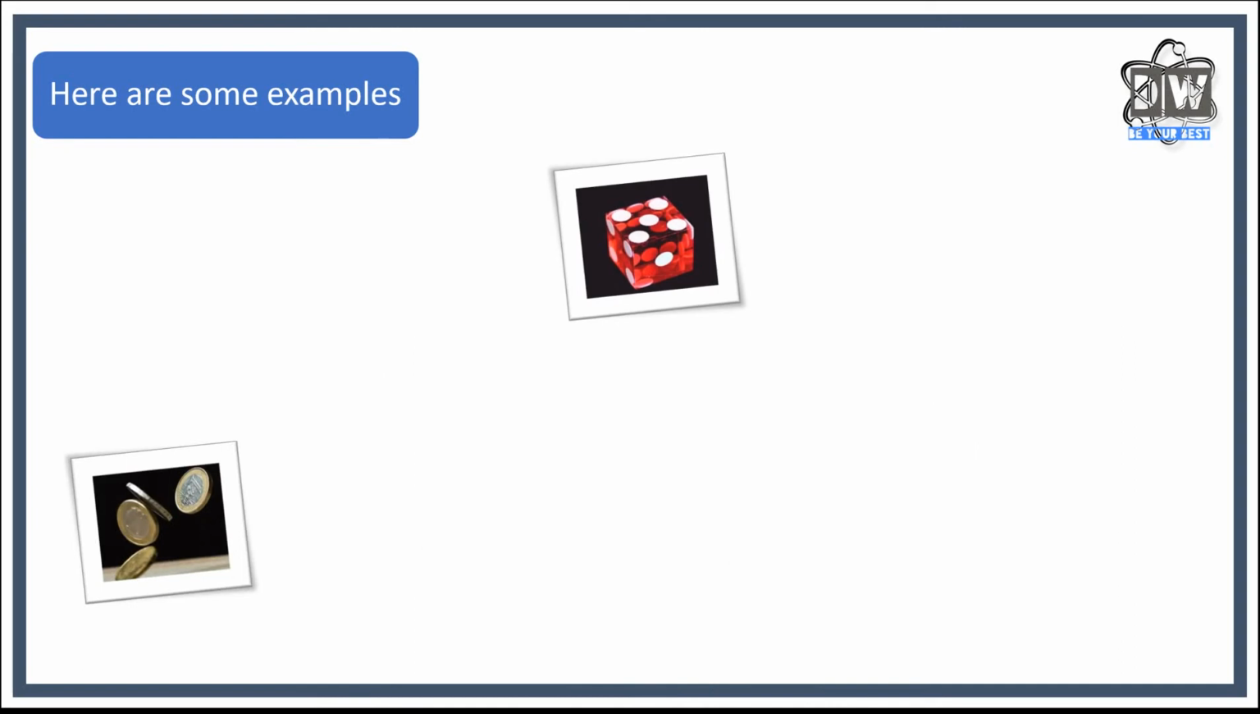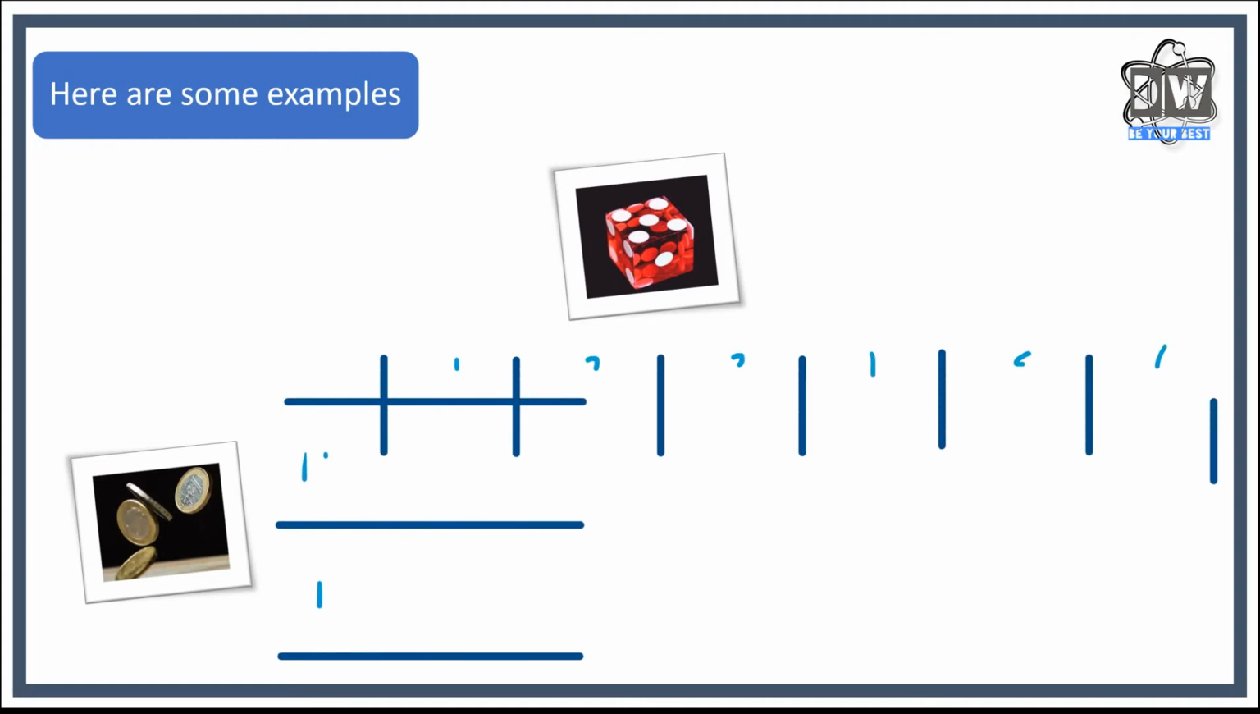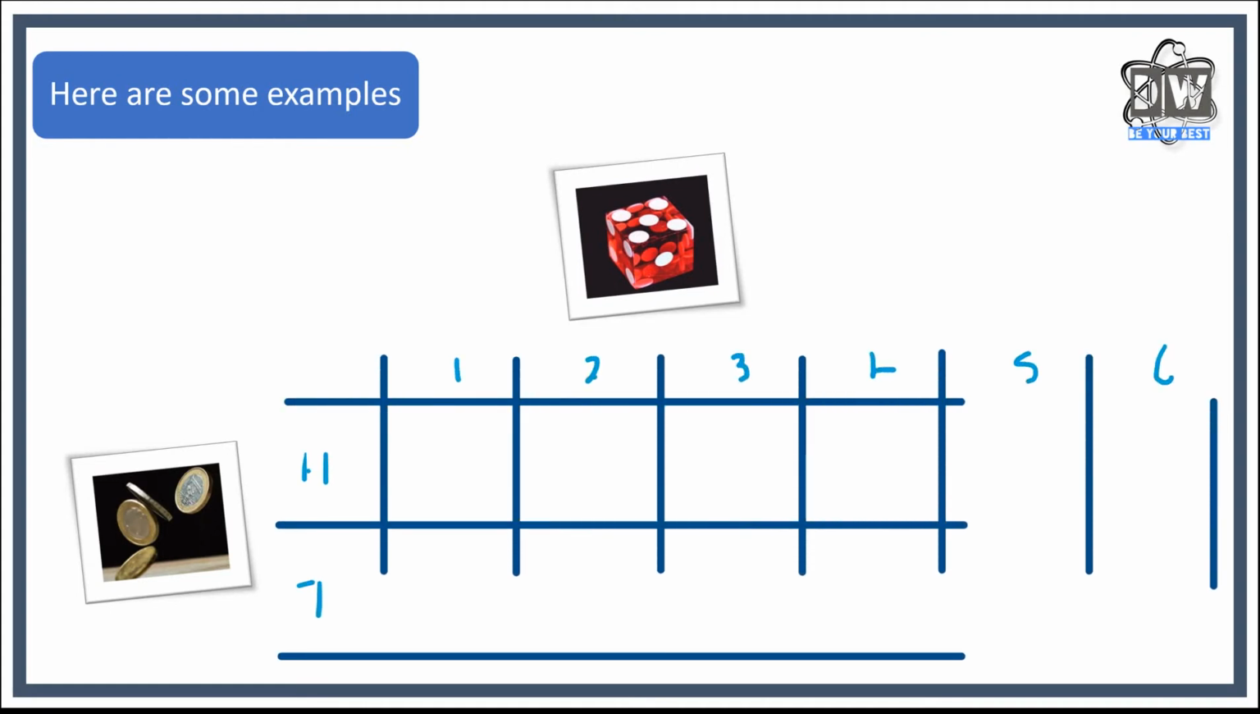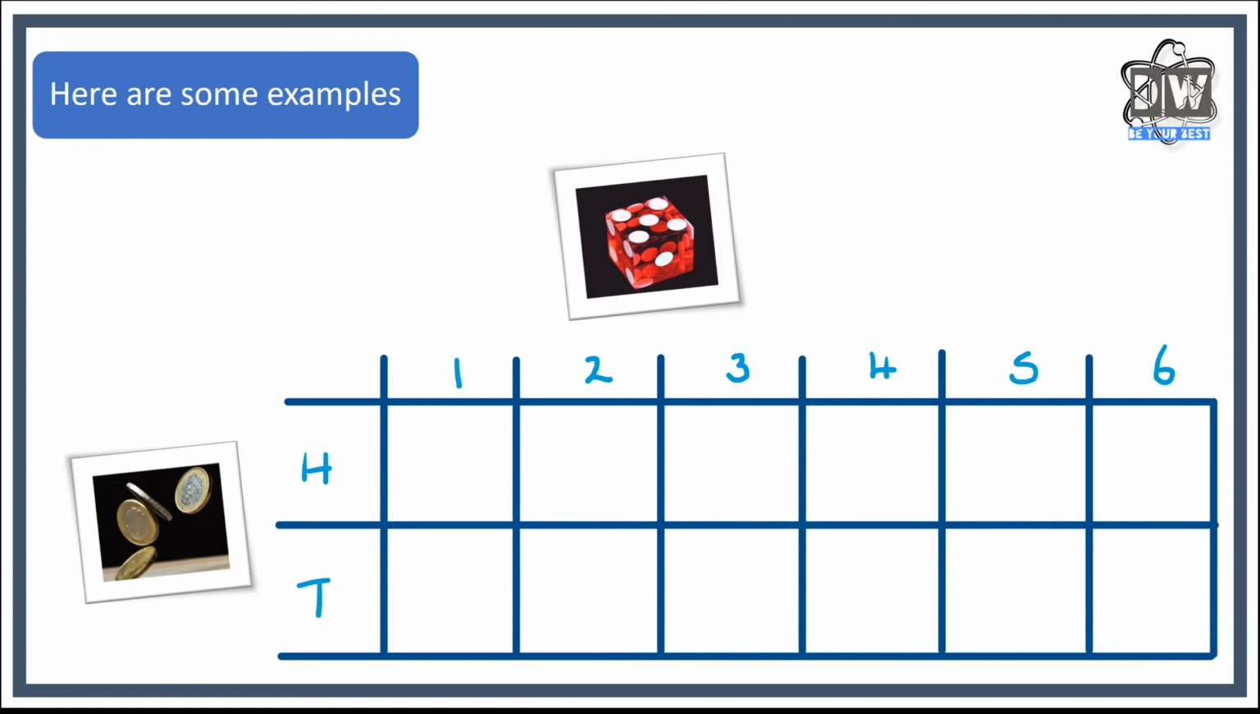Here are some examples. So we're going to use that information that we learned yesterday, where we're going to draw a sample space diagram that represents all the possible outcomes if we flipped a coin, heads and tails, and rolled a dice, 1 to 6. So I would like you now to pause the video, fill in the sample space diagram, come back and see if you've got it correct, and then I'm going to give you a question that goes along with this.